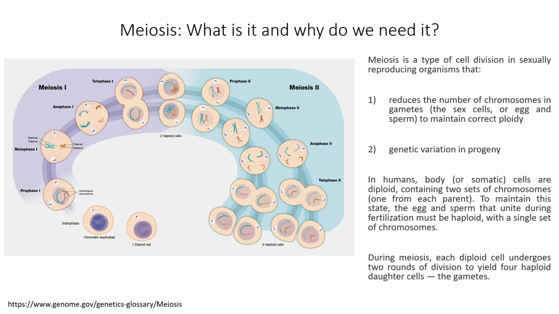And in humans, in the body, somatic cells are diploid, as I mentioned. So they have two sets of chromosomes. To maintain this state, the egg and sperm that unite during fertilization need to be haploid with a single set of chromosomes. So during meiosis, each diploid cell undergoes two rounds of division, meiosis 1 and meiosis 2, to yield four haploid daughter cells, which are going to be your gametes.